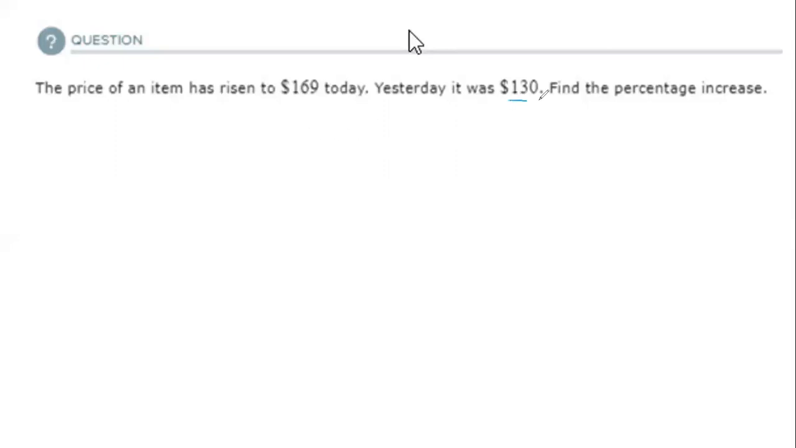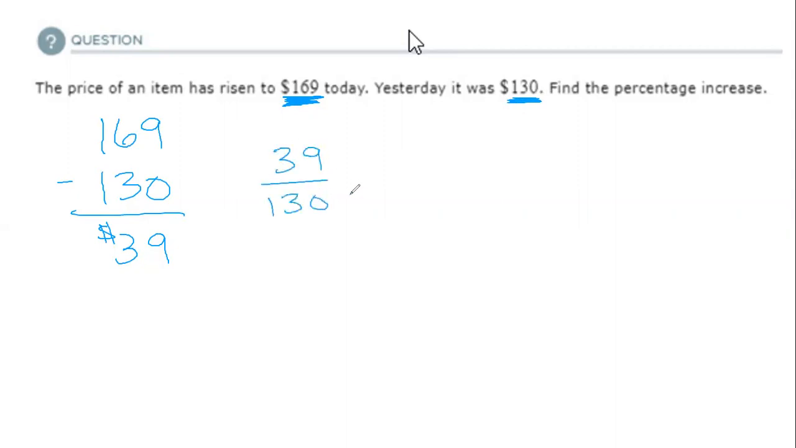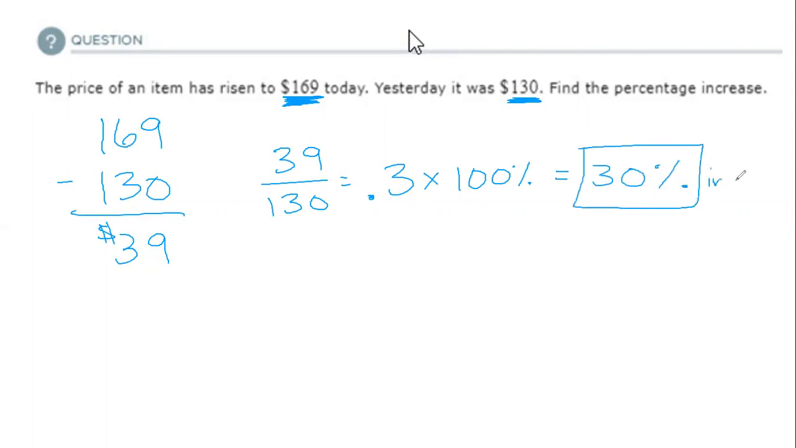All right, so we're looking at an original price of 130 and a new price of 169. How many dollars did it change? There was a $39 increase in this case. The question remains, do I divide by the new price or the original price? The answer is the original. I always divide by the original. So 39 over 130, because that's my original price, and I will get 0.3. In order to find out what percentage that is, I multiply by 100%. So there was a 30% increase. If it asks you to write the words, that would be a 30% increase from yesterday to today.